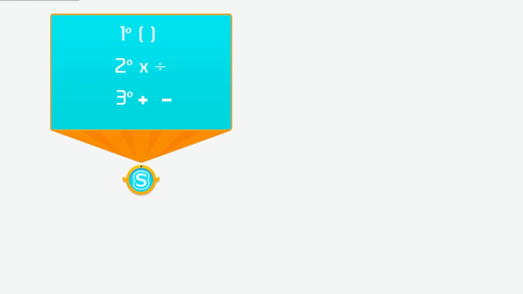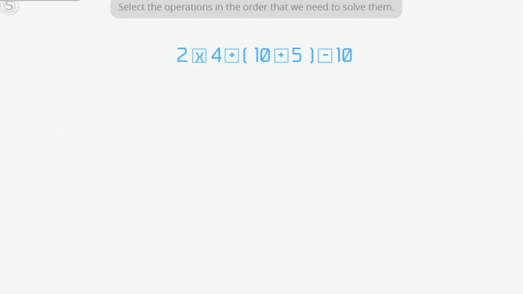To sum up, combined operations have to be solved in categories. First the parentheses, then the multiplications and divisions, and finally the addition and subtraction. If there are various operations in the same category, we solve them from left to right. Let's see if you can remember the order. Select the operations in the order that we need to solve them.